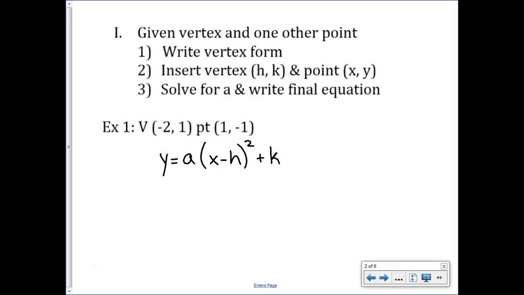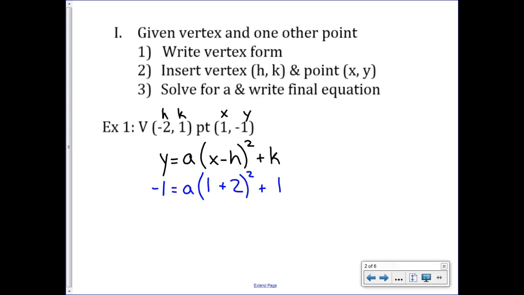That's our vertex form. So now we know our vertex is h and k, and this point is going to be our x and y value. So we're just going to plug in the pieces. So y is -1. We don't know a. x is 1. We subtract h, which is -2. So 1 minus -2, you could go ahead and rewrite as 1 plus 2. And then we add our k value, which is 1.